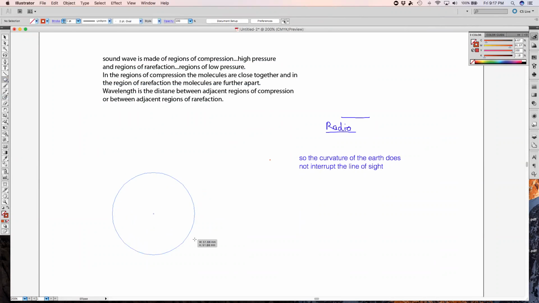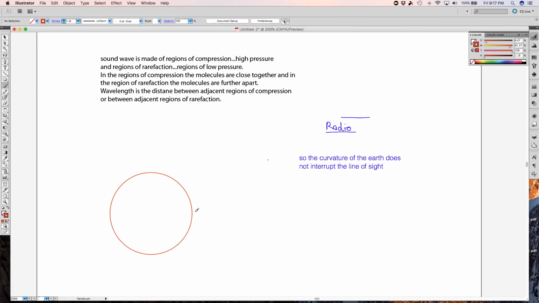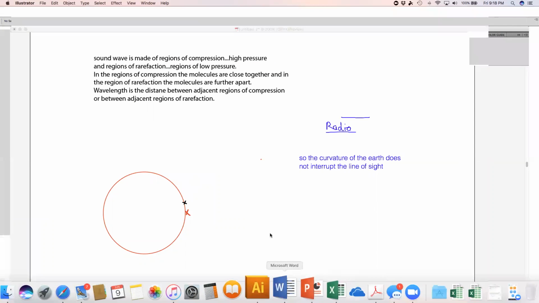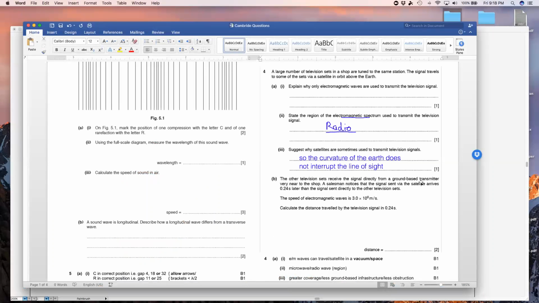Again, we have the Earth. It's a little bit bigger. And we have two locations on the Earth. We have one location here, let's say. And we have another location where you want to get the signal to. In fact, right here, very close to each other. So from the question, it's a ground-based transmitter near the shop, right?